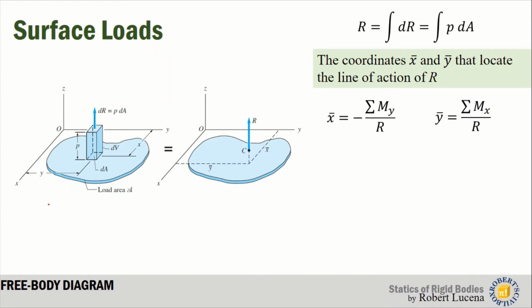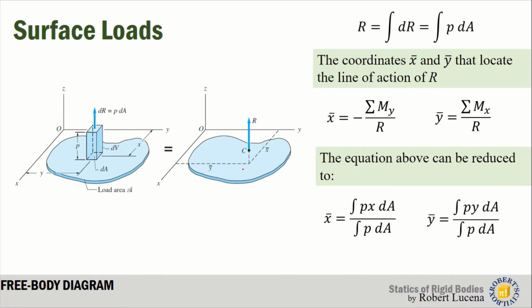Similarly, when we take moments about the x-axis, the moment induced by this dR about the x-axis and all other dRs is equal to the moment induced by this resultant times y bar. Now the equation above can be reduced, since the summation of My, or the moment about y, is equal to the integral of pxdA. Now if you look at this pdA, this is the value of dR, and this is the lever arm from the axis where we take the moment. Similarly, we do that for the moment about the x-axis. This pdA is the value of dR, and this y now is the perpendicular distance from the x-axis.